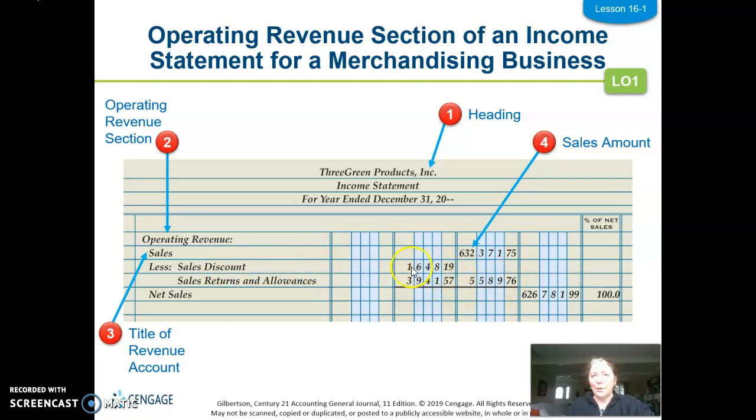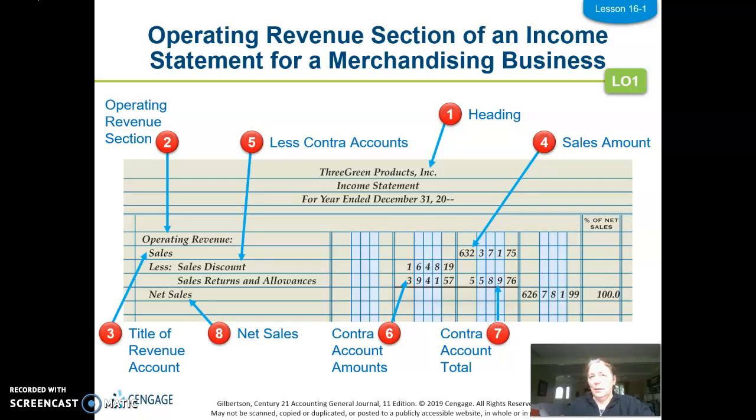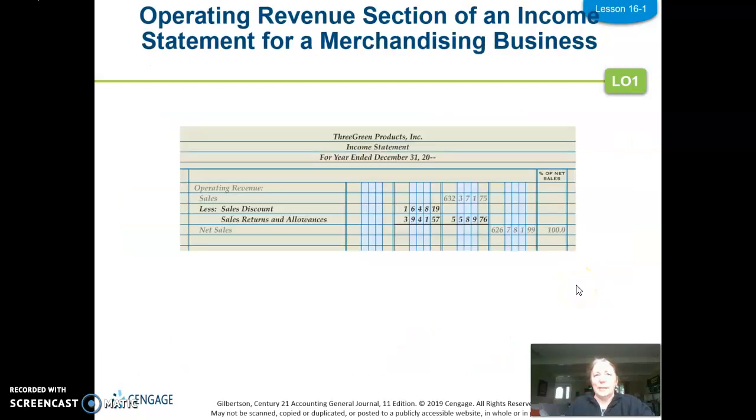We add those two together and get 5,589, and that's the amount we subtract from sales to get to net sales of 626,781.99. This next slide just highlights that for you. The total of the adjacent column of the lesses is there. That got us to net sales, and we have 100% on the percentage of net sales because this column, the component percentage, is always as a percent of net sales. So net sales as a percent of net sales is 100%.